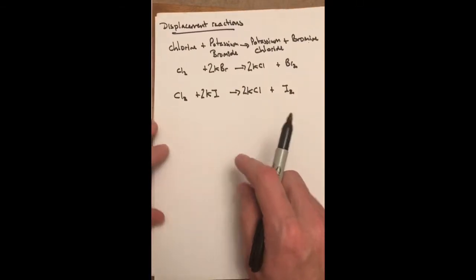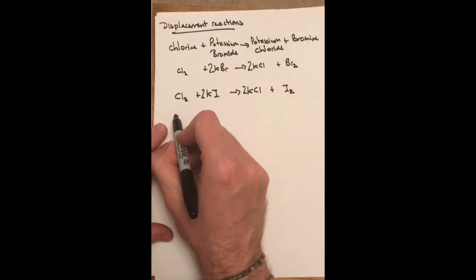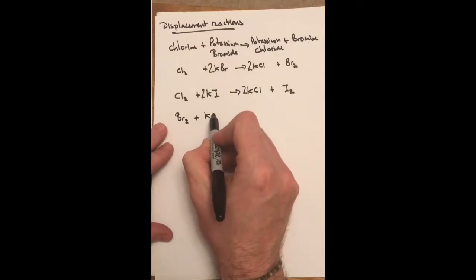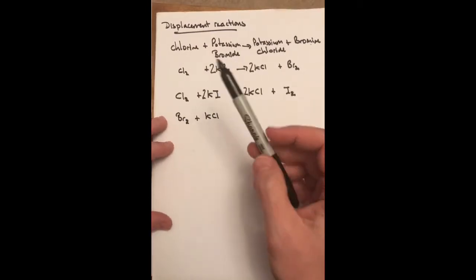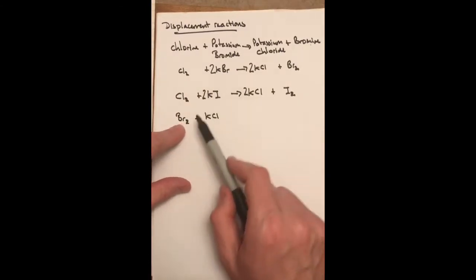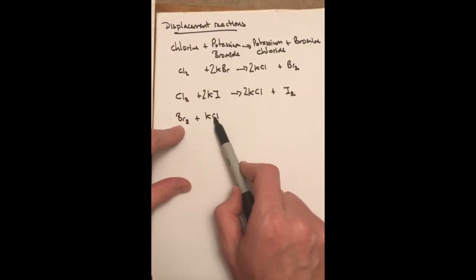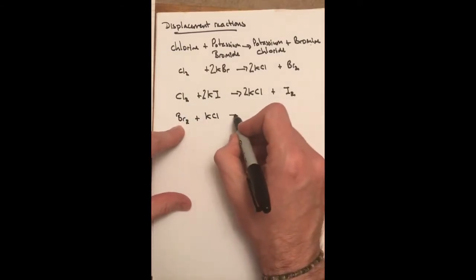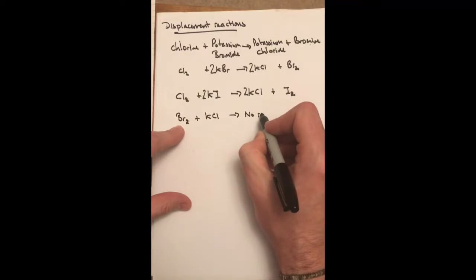If you were to do something like bromine with potassium chloride, what we're doing here is starting with the reverse of this. So here's my bromine, and what this bromine is trying to do is push out the chloride from the potassium compound. It's unable to do it. It can't do it. So this is no reaction.